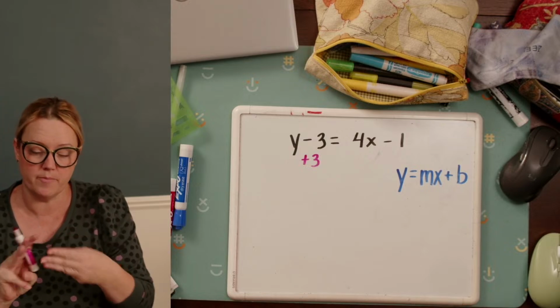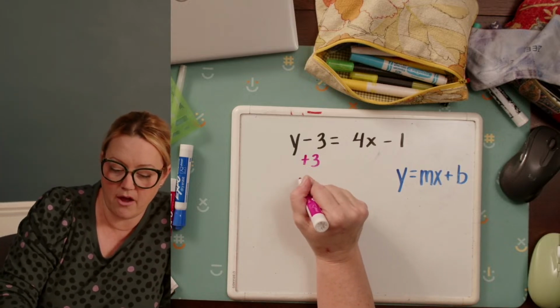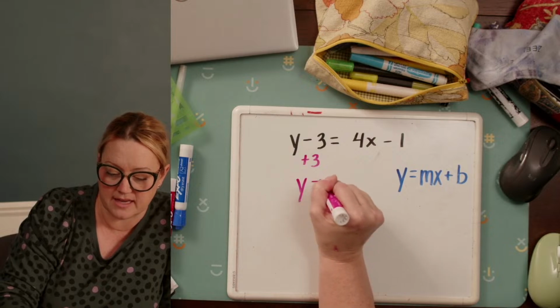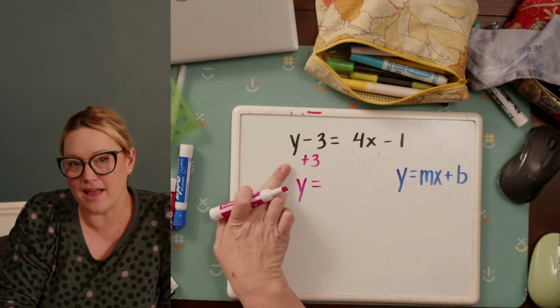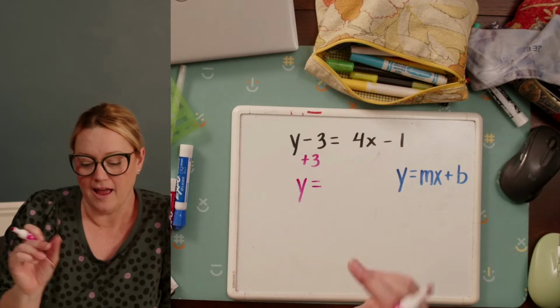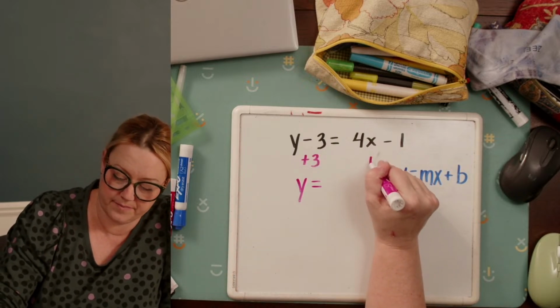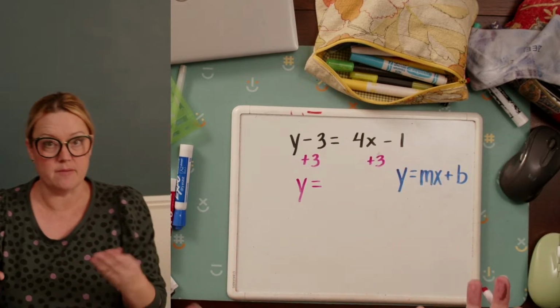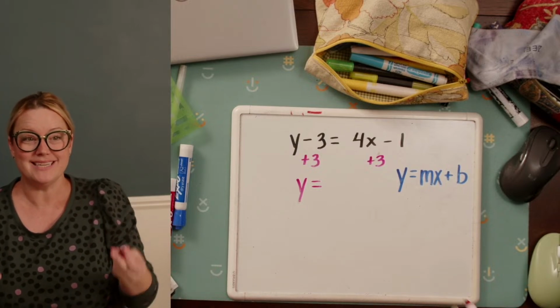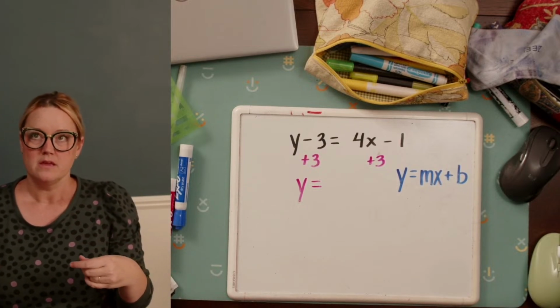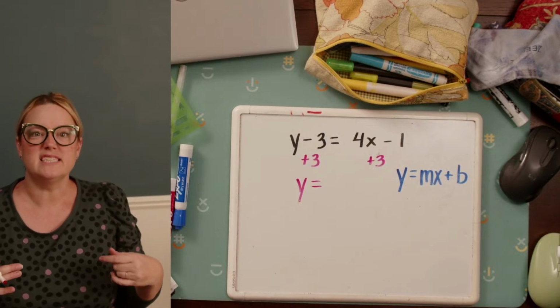Those make those 0 pairs, right? So now I've got y by itself on this side. I can't just add 3 to this side and then move on. I've got to add 3 on this side also, right? I want to keep it in balance because otherwise it's not going to be equal to the same thing, right?